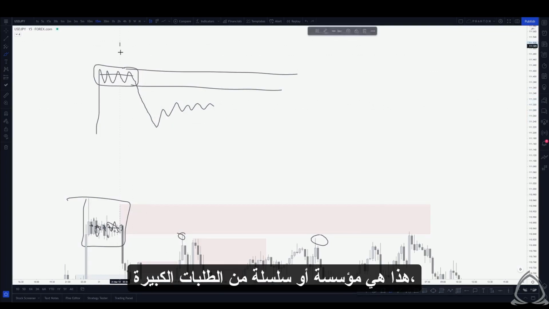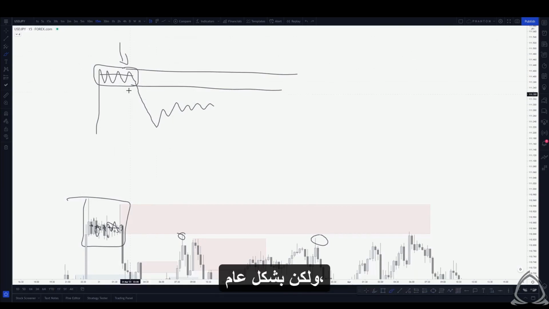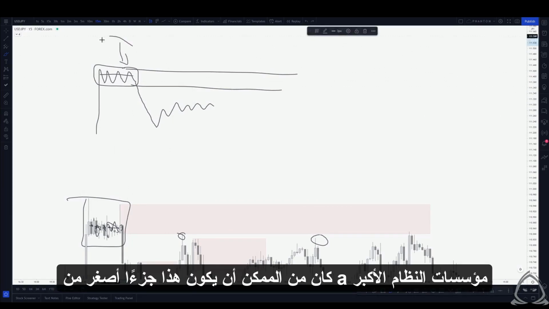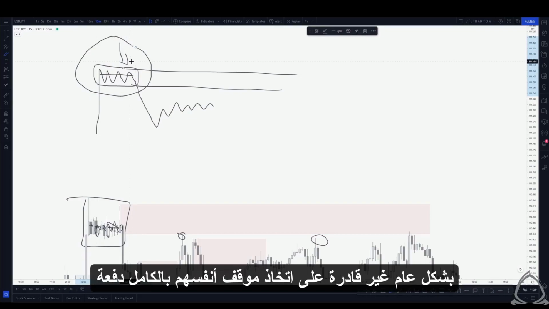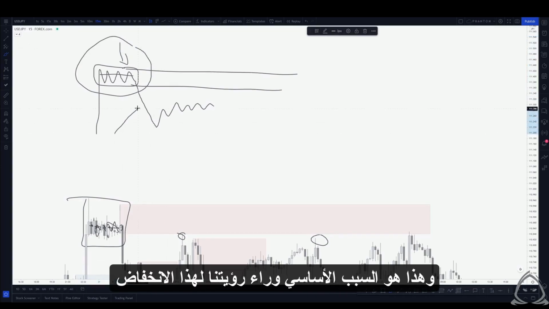But what this means is an institution, or a series of large orders, were placed to propel this move to the downside as rapidly as it was. But generally speaking, this would have been a smaller portion of a larger order. Institutions are generally unable to position themselves fully in one go because their order sizes are simply too big. This is basically why we see this large drop.